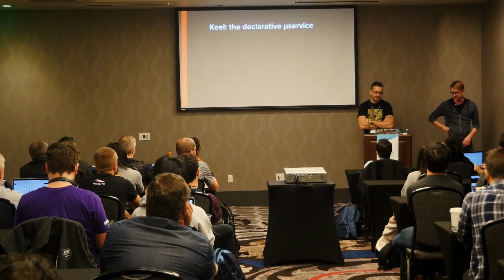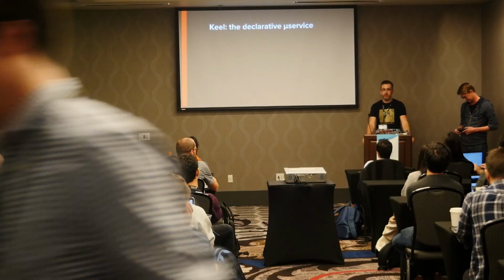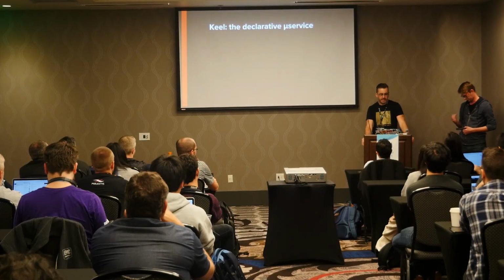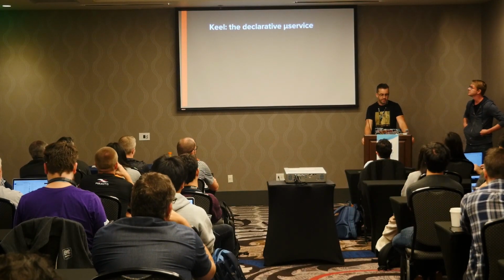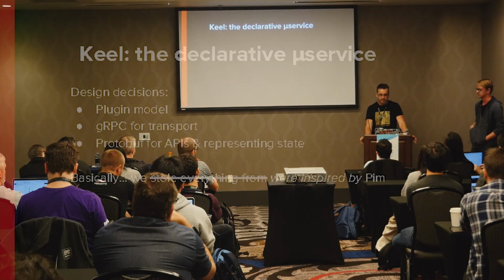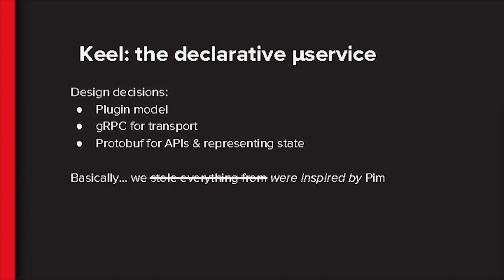Hi. So Keel is the declarative microservice that we're building right now for Spinnaker. This is our implementation of a declarative delivery system. You can already look at it on GitHub. It's already part of the Spinnaker open source organization. I want to talk a little bit about our design goals around that, and then dive into some specifics at a fairly high level about how it works, and then where we're taking it from here.